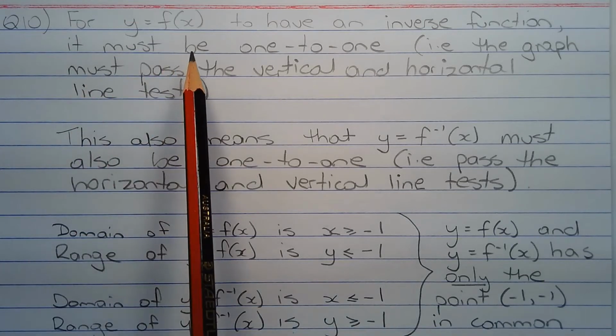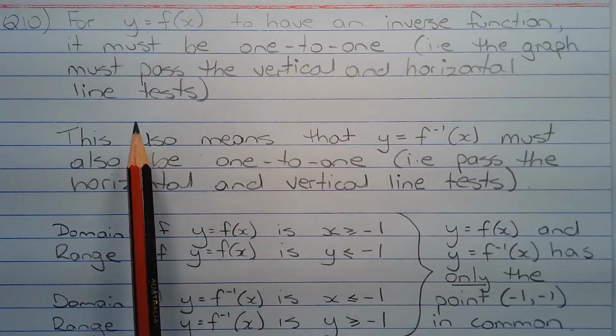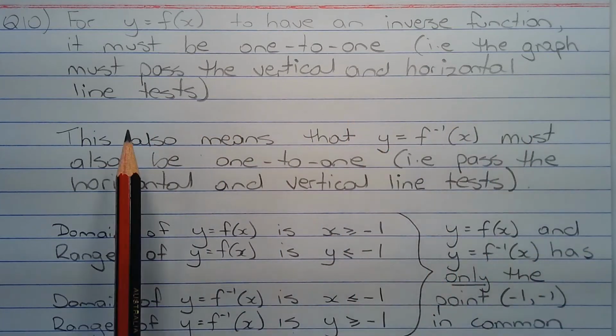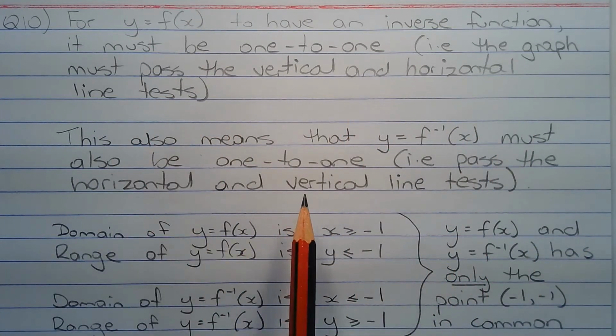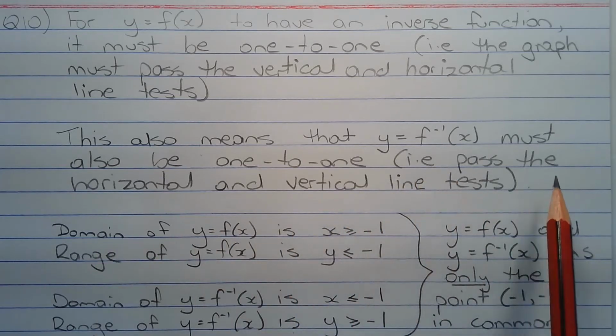For y equals f of x to have an inverse function, it must be 1 to 1. In other words, the graph must pass the vertical and horizontal line tests. This also means that y equals inverse f of x must also be 1 to 1. In other words, it must pass the horizontal and vertical line tests as well.